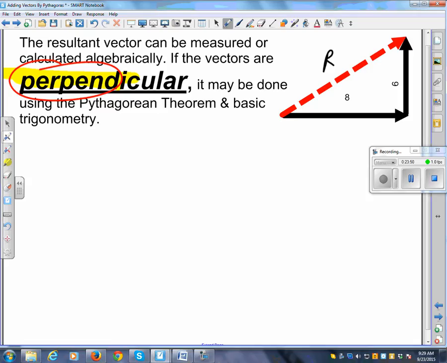And then you're going to write R squared is equal to 8 squared plus 6 squared. Is the resultant always going to be the one by itself? Most of the time. R squared equals 8 squared, which is 64, plus 6 squared, which is 36.